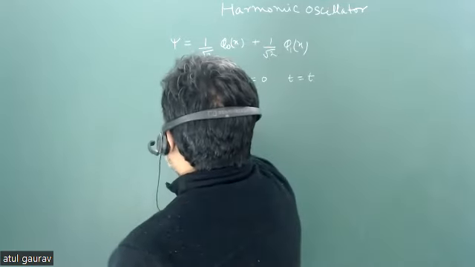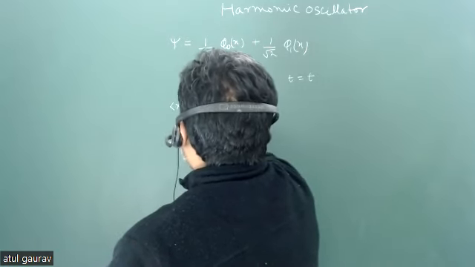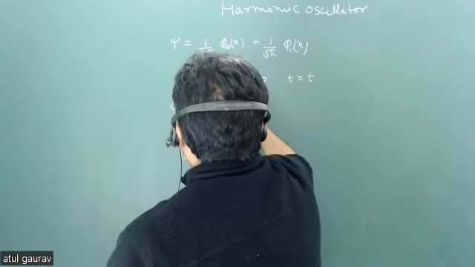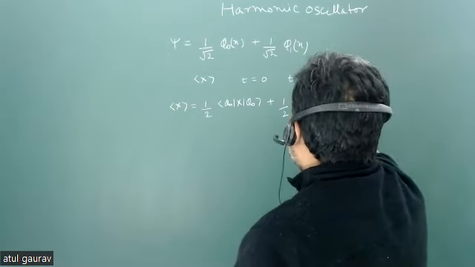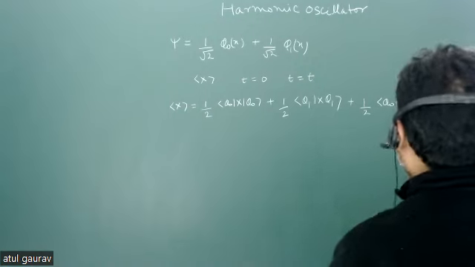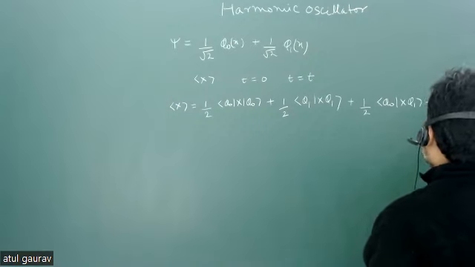So for the expectation value of x, we have 4 terms. The first term is half phi naught x phi naught. The second term is again half phi 1 x phi 1. The third term is again half phi naught x phi 1, and the fourth term is half phi 1 x phi naught.